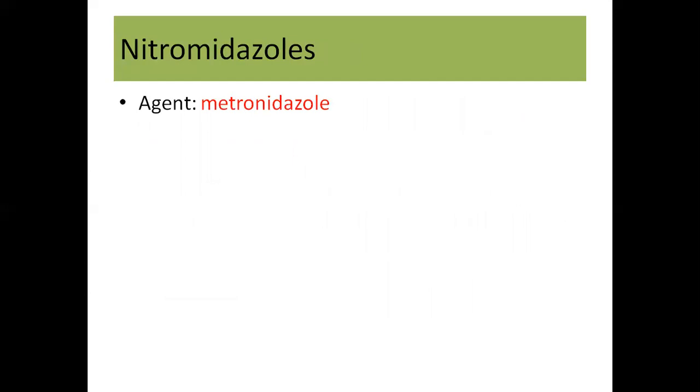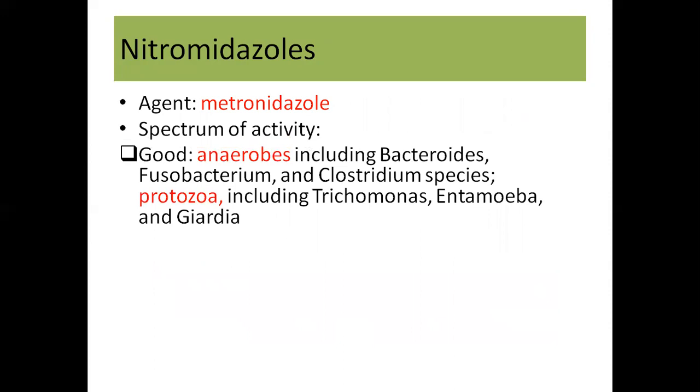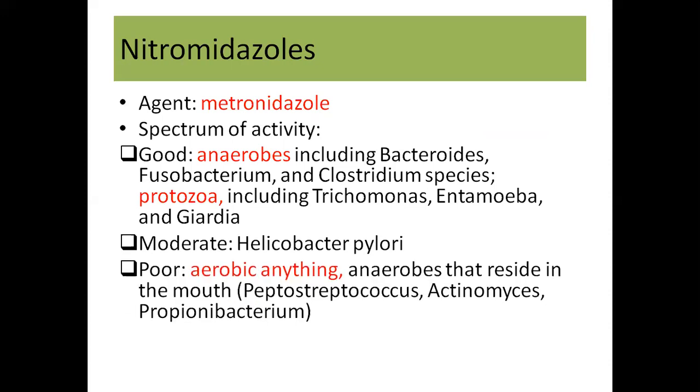Nitroimidazoles. The agent is metronidazole, known as Flagyl. The spectrum of activity is good against anaerobes, but you should know that it is good for abdominal anaerobes rather than oral anaerobes. It is also good for protozoal infections like Trichomonas, amoeba, and Giardia. It is moderate against Helicobacter pylori, and it is poor against everything aerobic. And again, it is not good against anaerobic bacteria species that reside in the mouth.